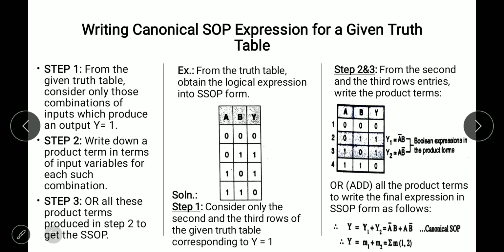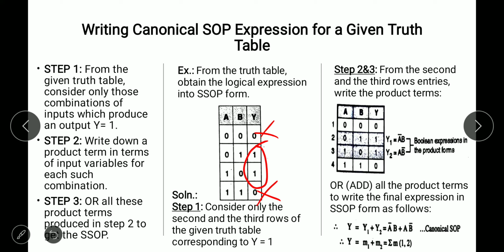So now, writing canonical SOP expressions for the given truth table. Okay, how we can write the canonical SOP expressions for the given truth table. So first, from the given truth table, consider only those combinations of the inputs which produce an output y equal to 1. So we only have to consider those combinations which produce the output 1. So we don't take that 0 0 combination.